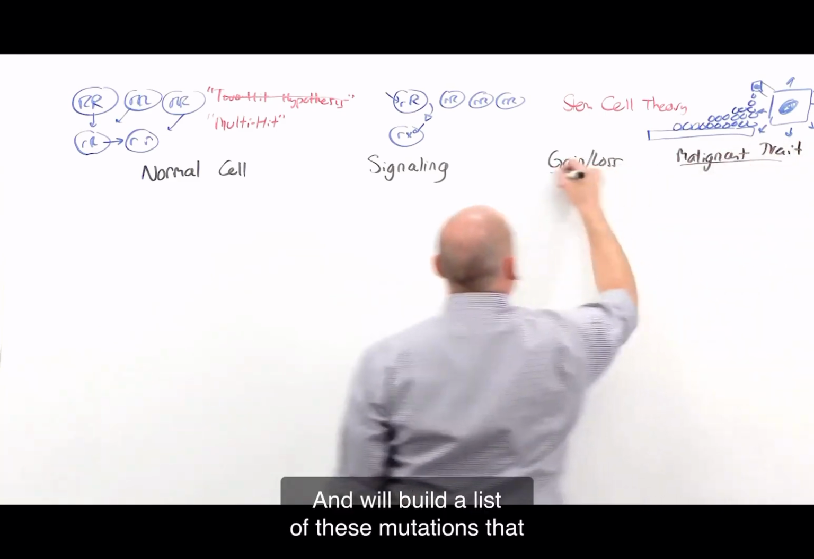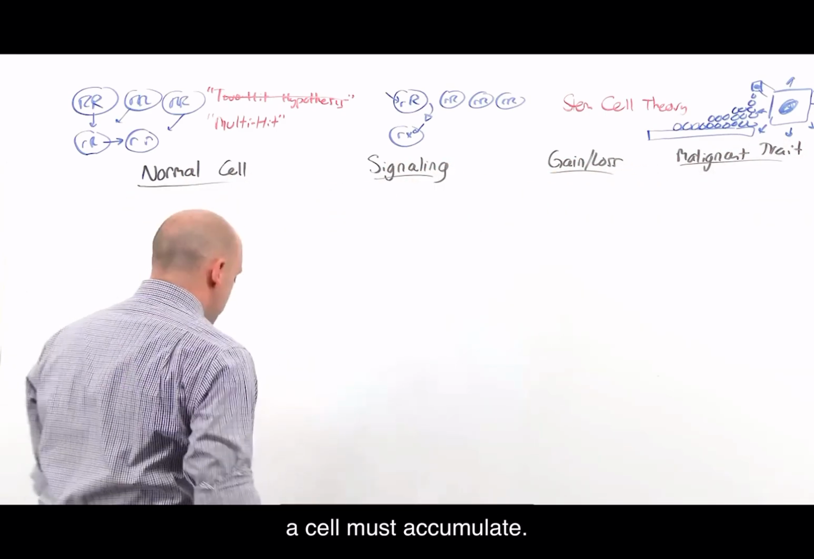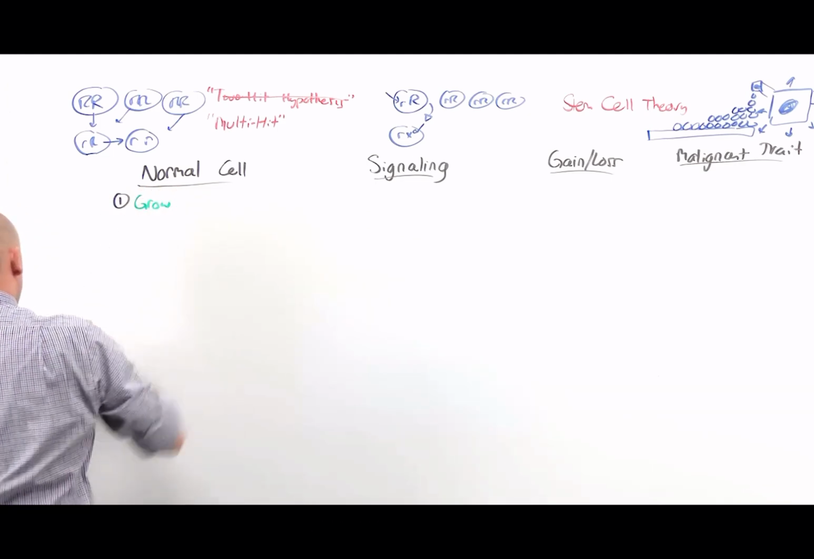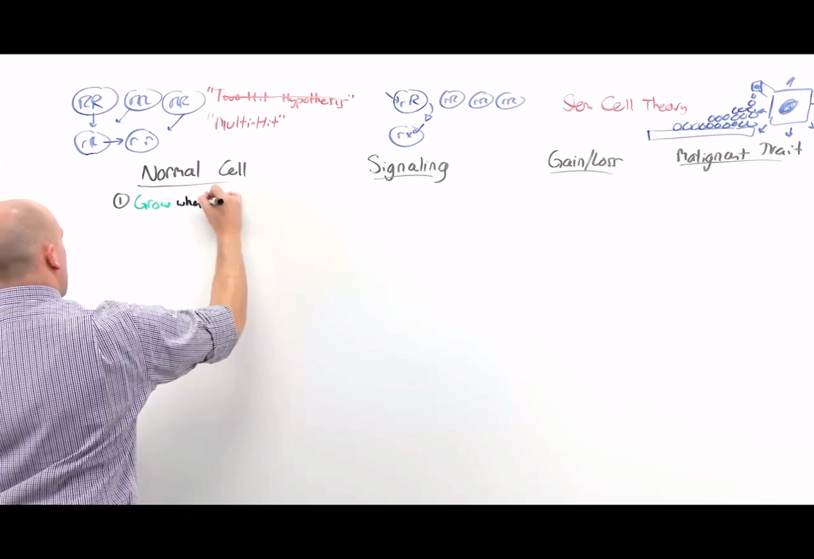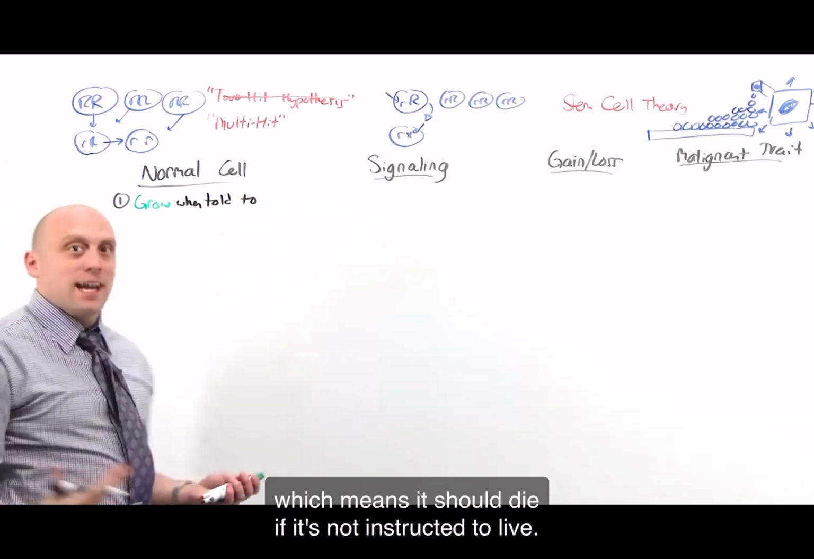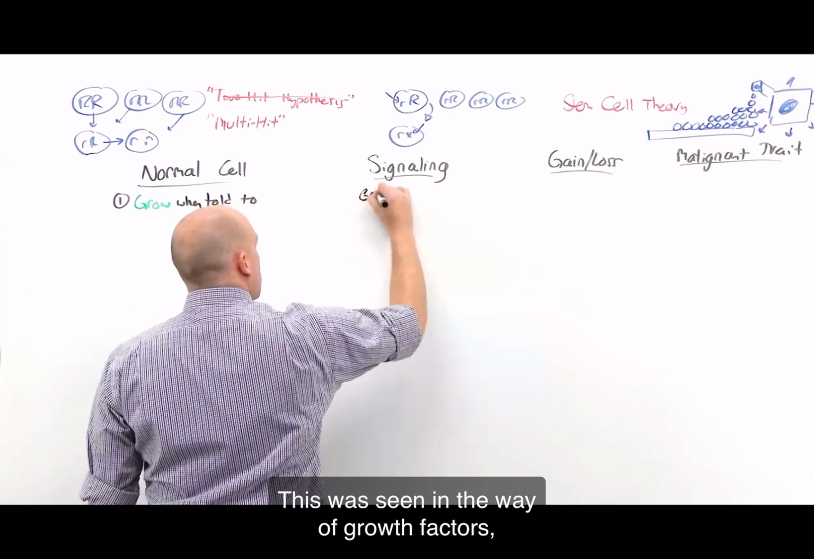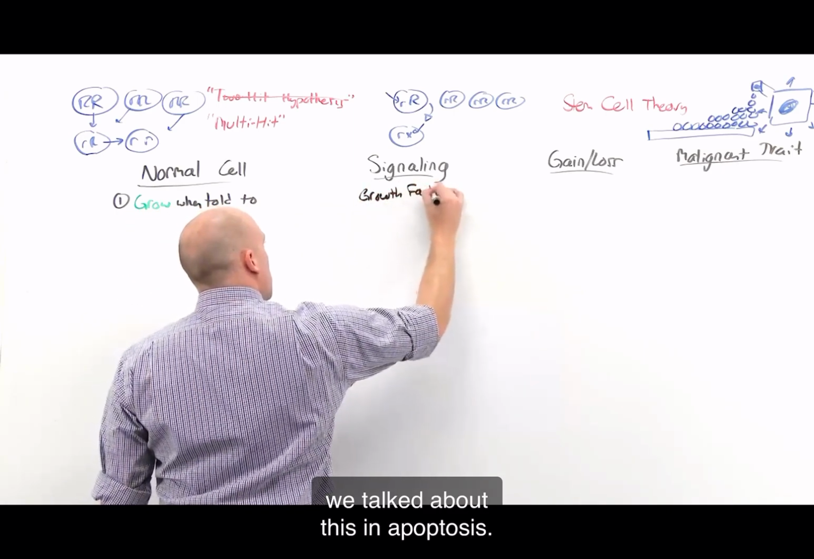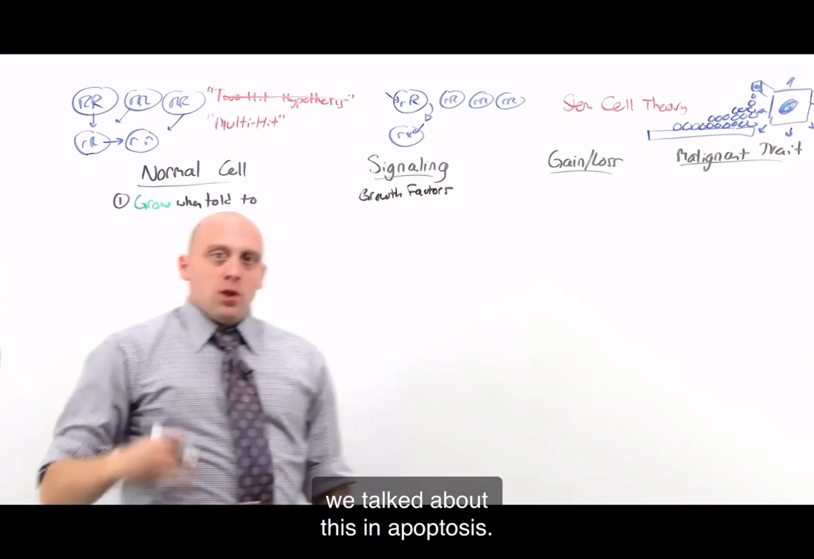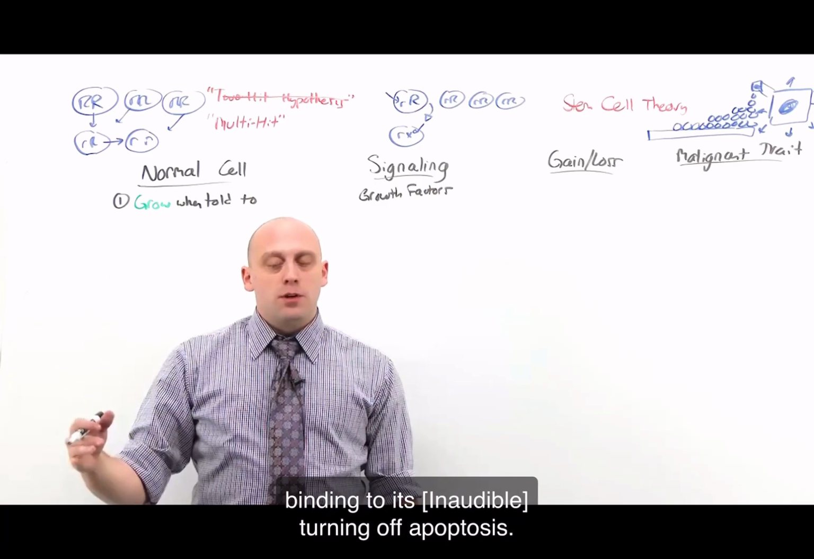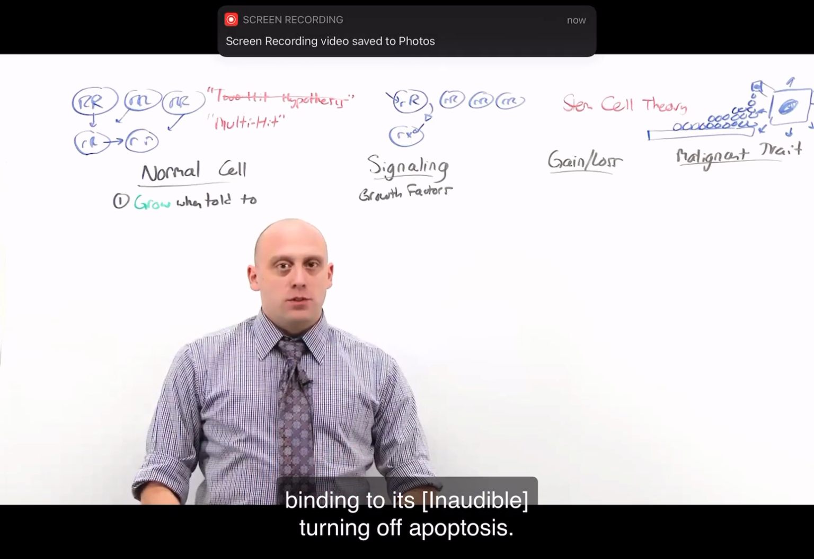And we'll build a list of these mutations that a cell must accumulate. First, a cell should grow when told to, which means it should die if it's not instructed to live. This was seen in the way of growth factors. We talked about this in apoptosis. A trophic factor had to be secreted, the ligand, binding to its trophic receptor, activating AKT, turning off apoptosis.